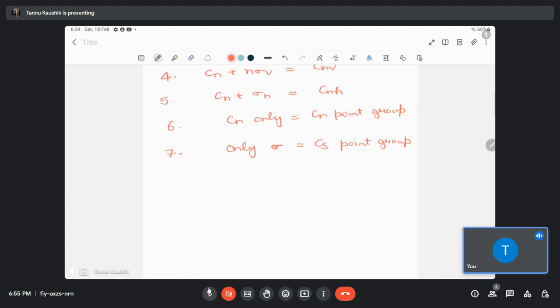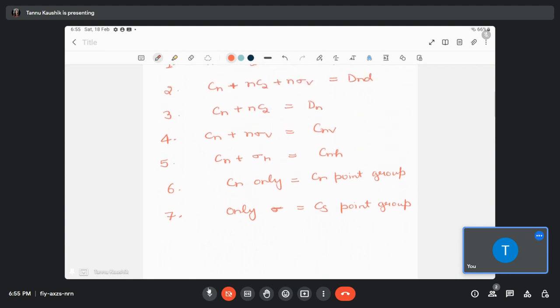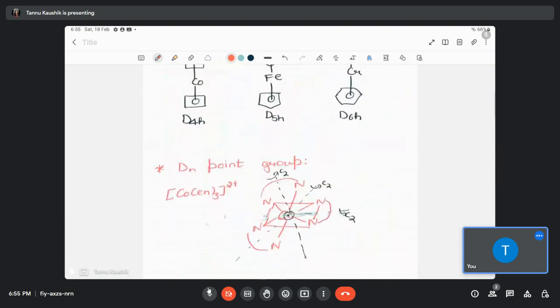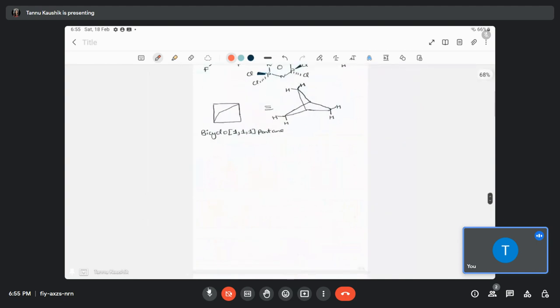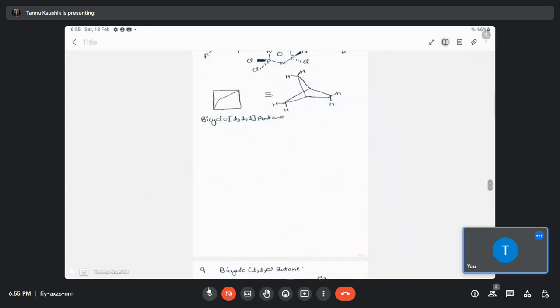So these were some examples where we found out the point groups in the molecules. So you can practice and you can write to me if you have any doubts. Okay, and we can also discuss in the next class.